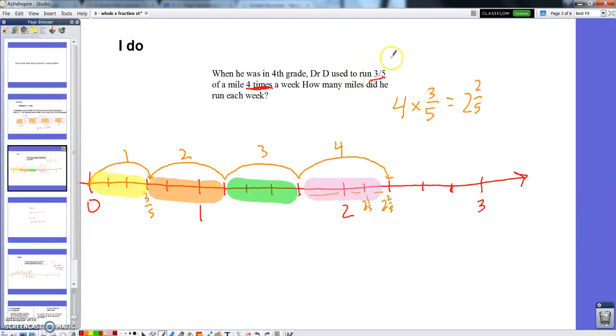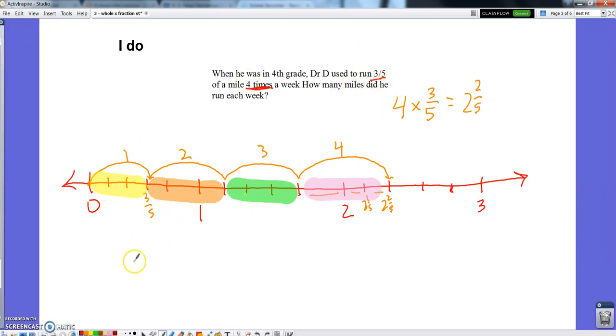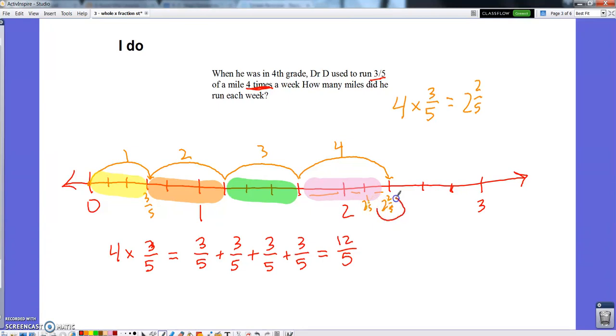So if I come back here, one last way I can do 4 times 3/5 is with repeated addition. That is 3/5 plus 3/5 plus 3/5 plus 3/5. There's not a whole lot more to it than that. And those I know how to add from earlier in the year. 3, 6, 9, 12. That is 12/5. And that's not what I got up here. Up here I got 2 and 2/5.